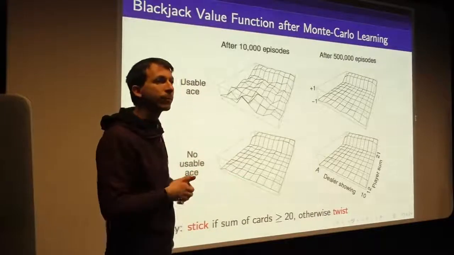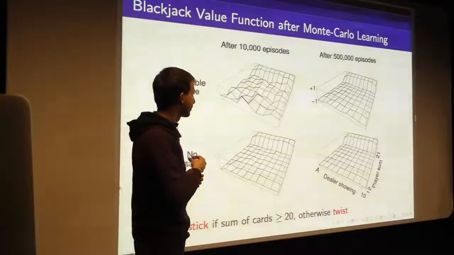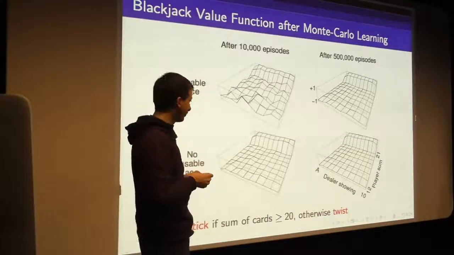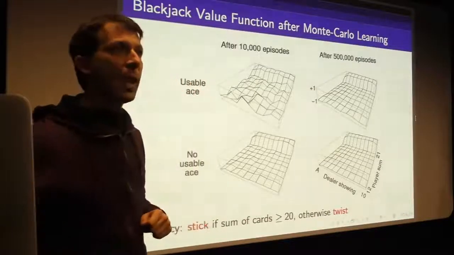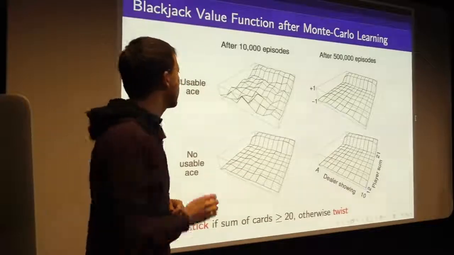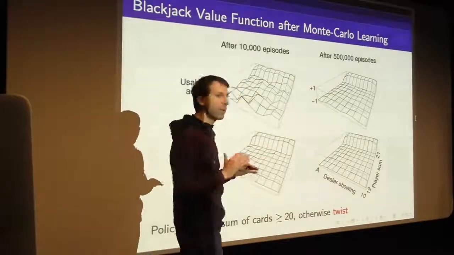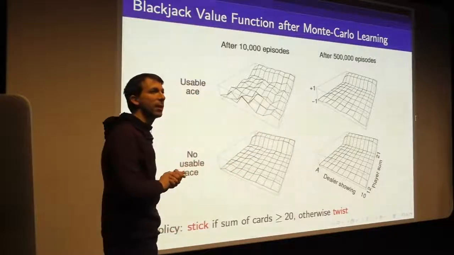Okay? Can you just clarify the dealer axis? Does it go ace, 2, 3, 4, up to 10? Yes. What about Jack or Queen? Jack, Queen, the picture cards are just treated as 10s in this game. In blackjack, all picture cards have a value of 10.